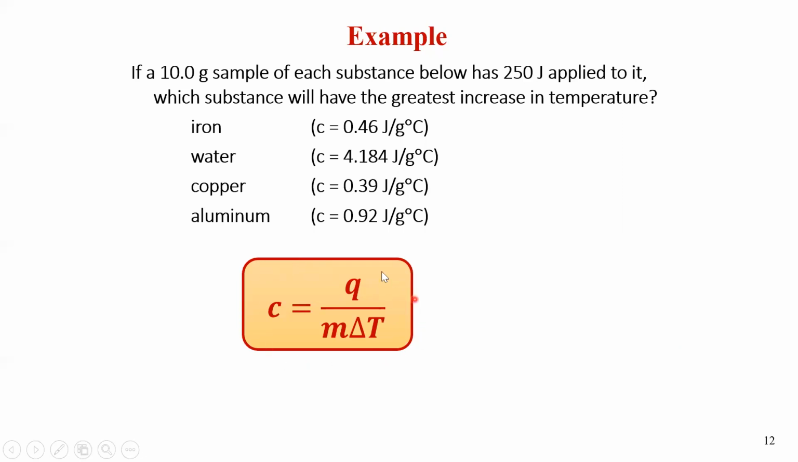Here's our equation. The amount of energy being added is the same for all 4 substances. The mass is the same for all 4 substances. So we just want to see the relationship between specific heat and temperature change. The lower the specific heat value, the greater the temperature change. Copper has the lowest specific heat value, so it would have the greatest temperature change. We could calculate the temperature change for all of them, but we don't need to. It's just a relationship.